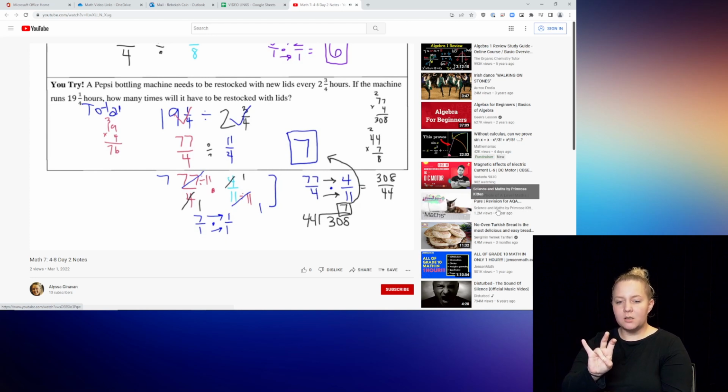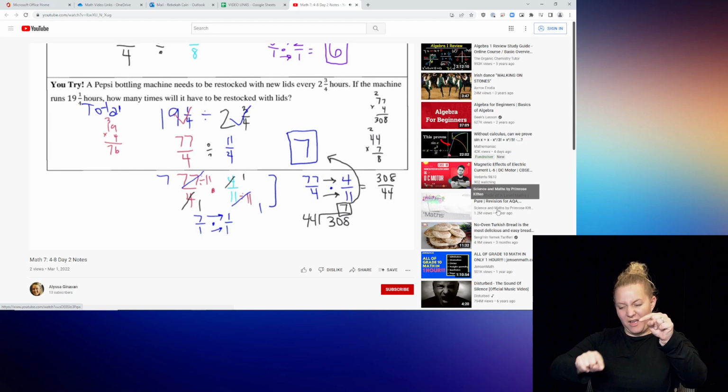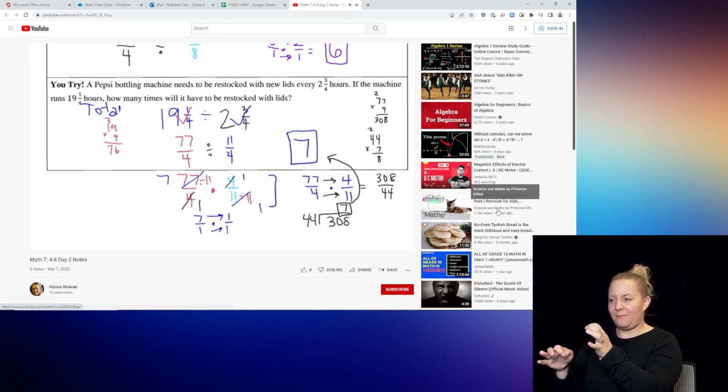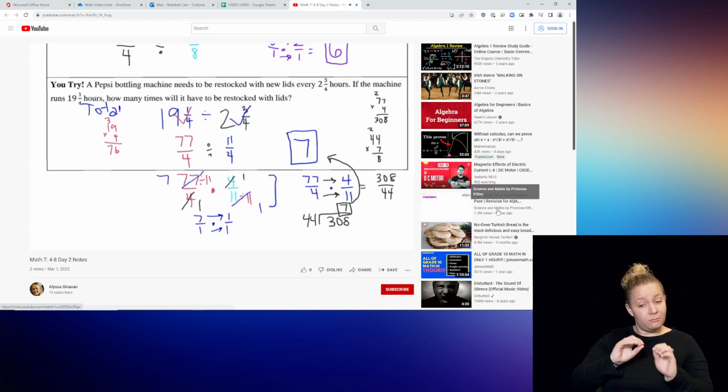Either way, you're going to get that answer. So like I said, if cross simplifying isn't your jam, you can just multiply straight across and then just simplify that fraction at the end. If it is your jam, then obviously you're going to deal with much smaller numbers.